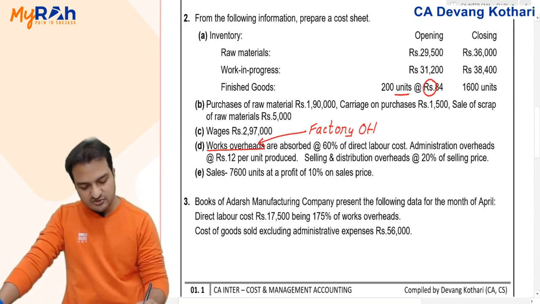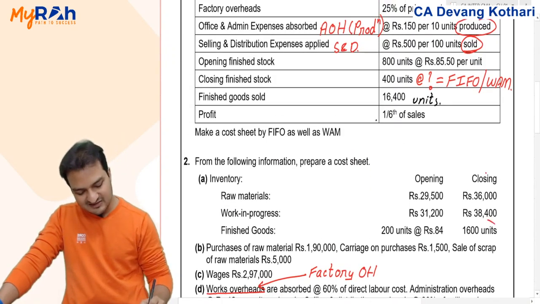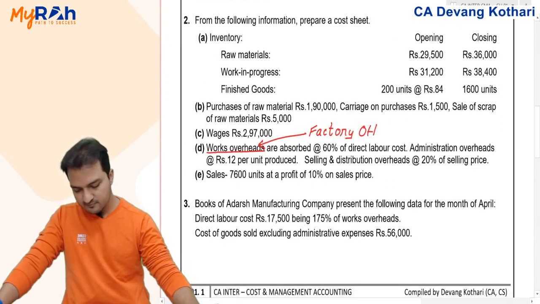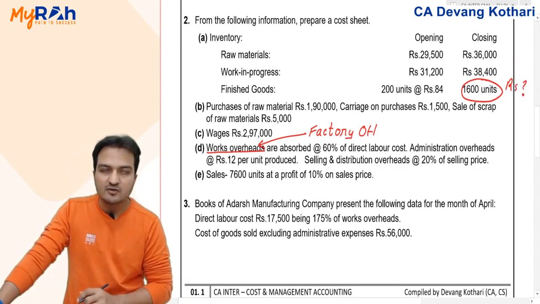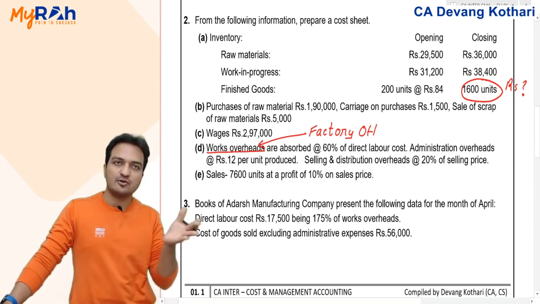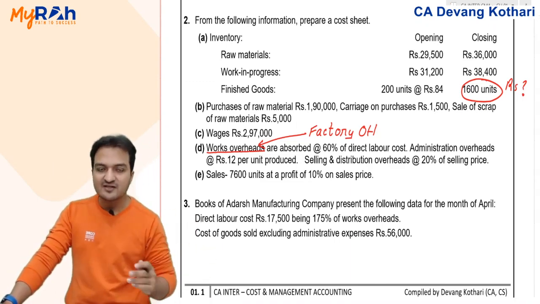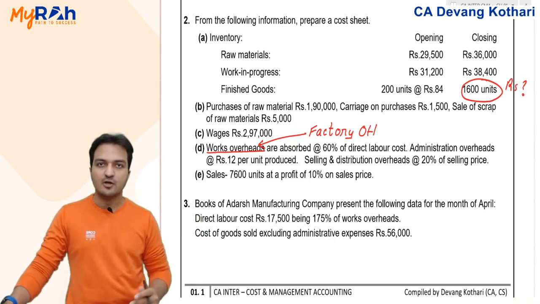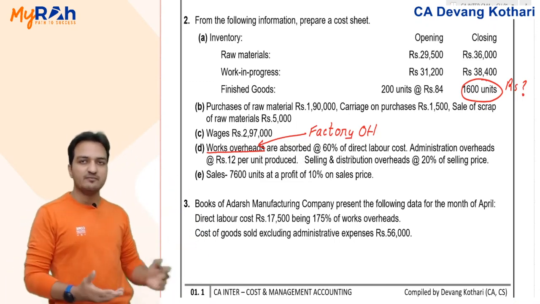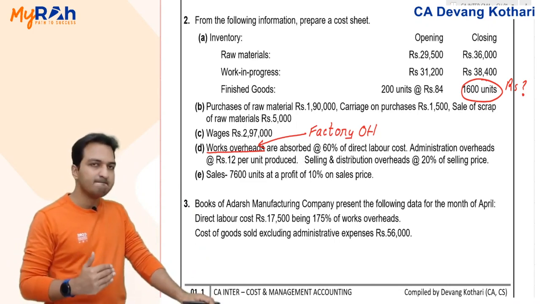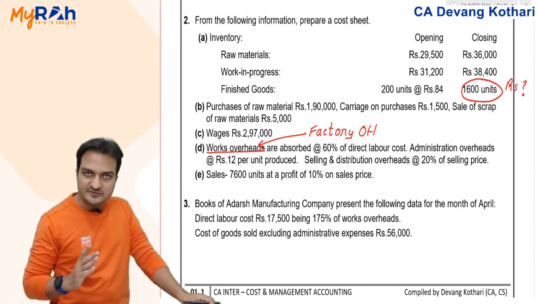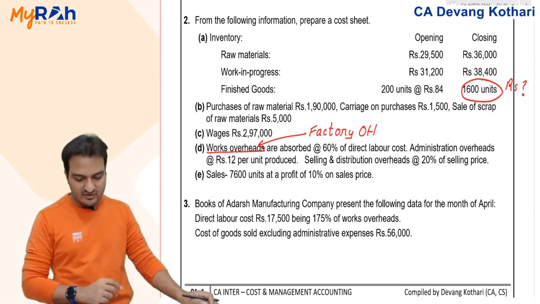While for closing finished goods, notice, in case of closing finished goods here, rupee value is not given. Why not given? Well, because you have to find that closing finished goods rupee value. You will find that by FIFO method or weighted average method. Well, in this question, I did not mention method. Plus, I did not even tell you which method to try. Well, let me show you workings by both the methods. Yes, there also I have some logic to explain to you.